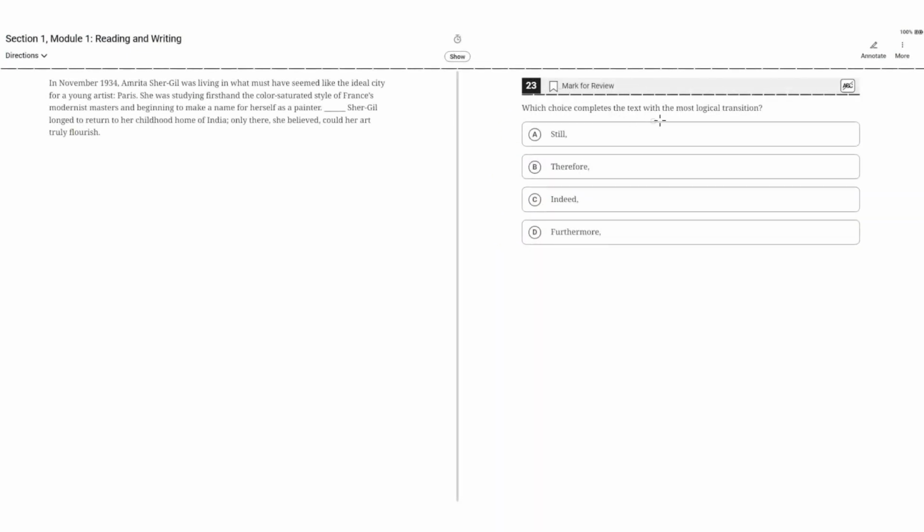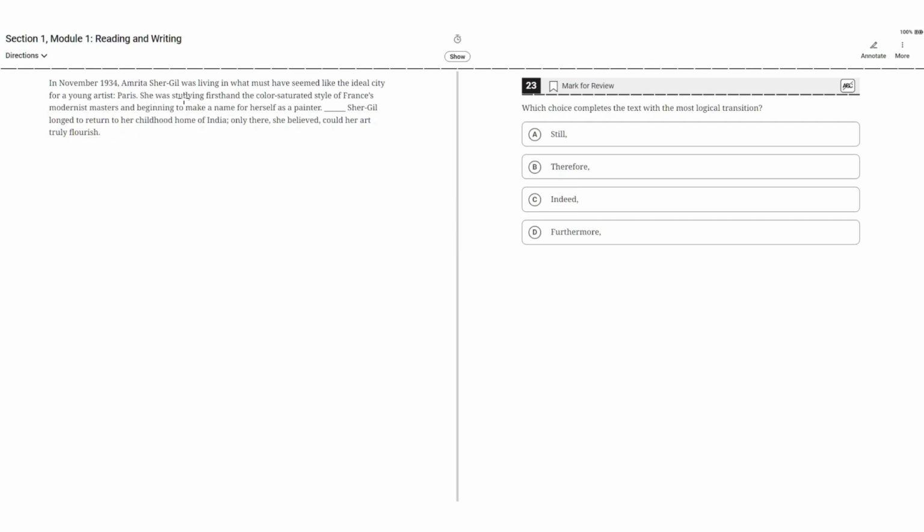Which choice completes the text with the most logical transition? In November 1934, Amrita Shergill was living in what must have seemed like the ideal city for a young artist, Paris. She was studying firsthand the color-saturated style of France's modernist masters, and beginning to make a name for herself as a painter. Blank. Shergill longed to return to her childhood home of India. Only there, she believed, could her art truly flourish.